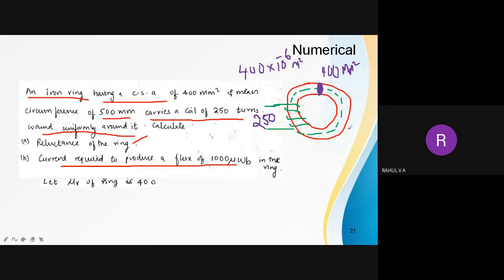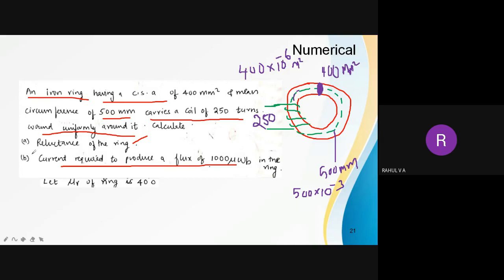And they have given the circumference. Circumference means this length, the perimeter of this ring. It is 500 mm. That means 500 into 10 raised to minus 3 meters.